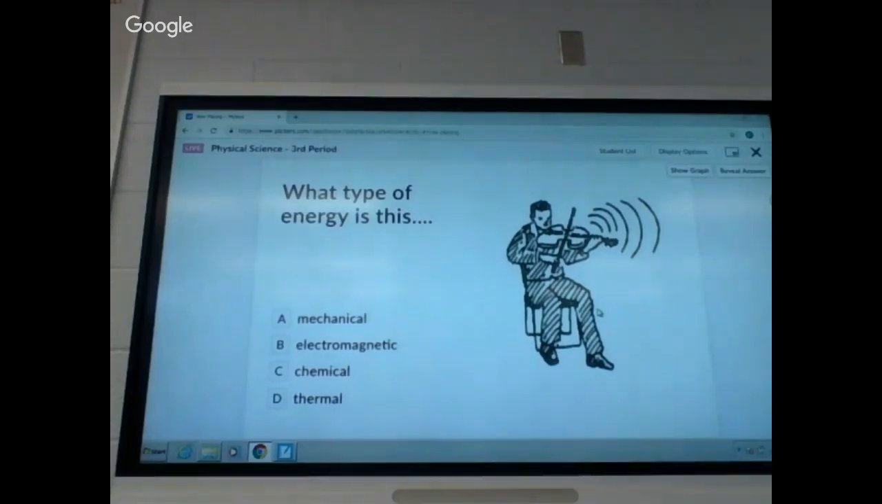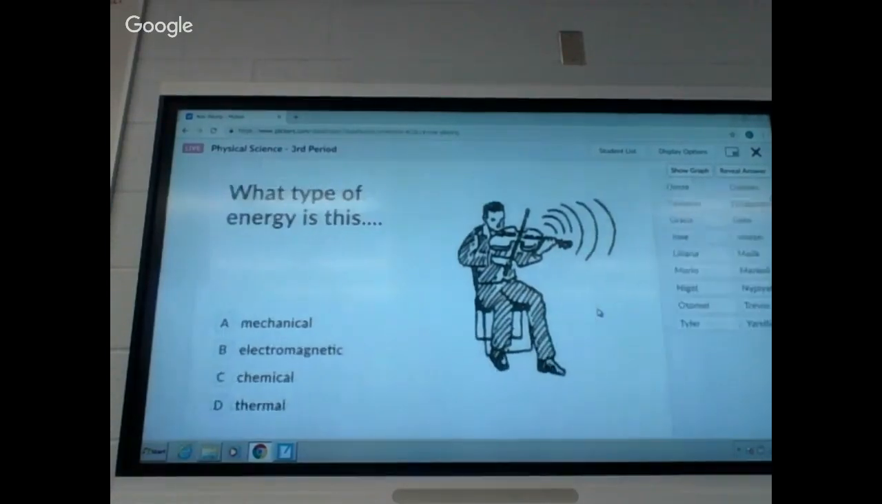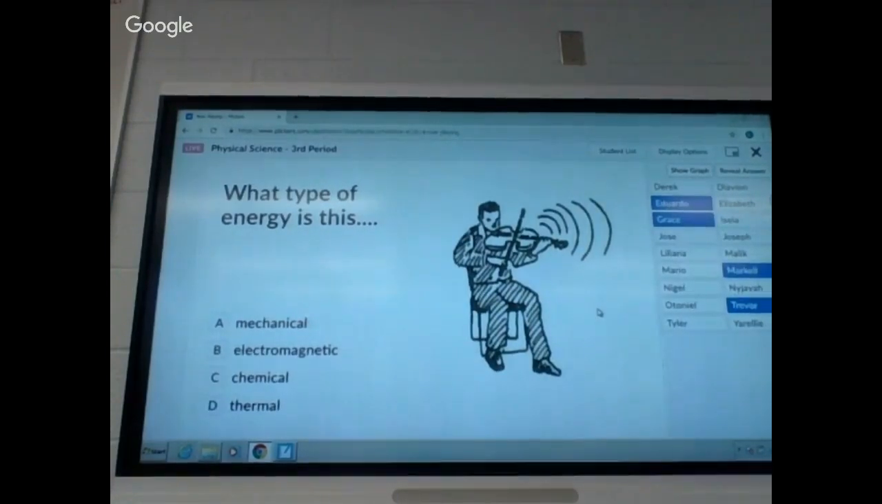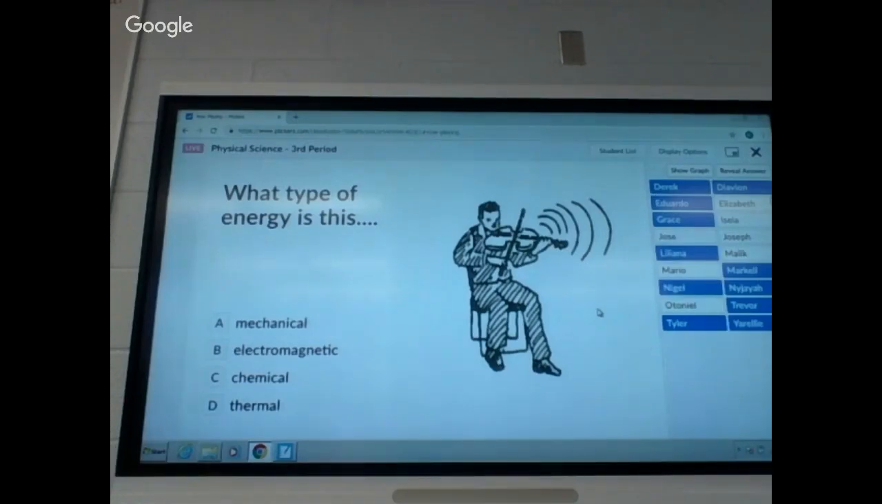What's that? A. He's playing something. I was trying to read it. A, B, C, D. Answer, Brian. Change. First one. What do you picture? All right.